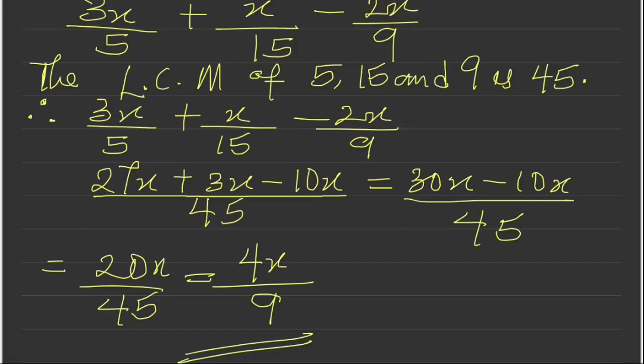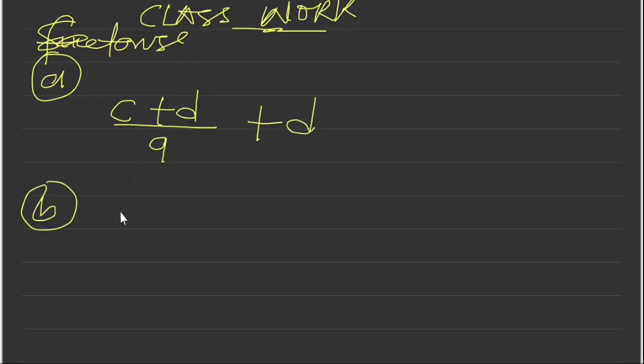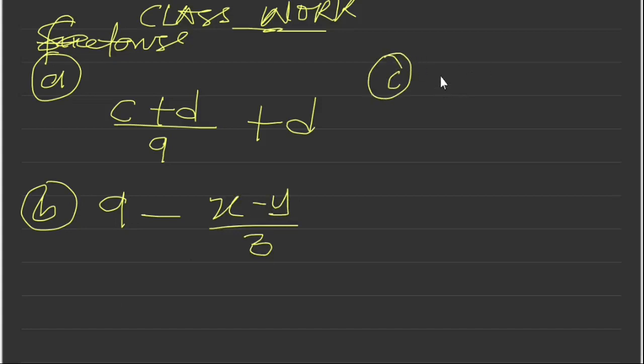So let's have a classwork. Question 1a, factorize: (c plus d) over 9 plus d. B: 9 minus (x minus y) over 3. C: (a minus 1) over 5 plus (a minus 1) over 6. So factorize this and let's see what we have.